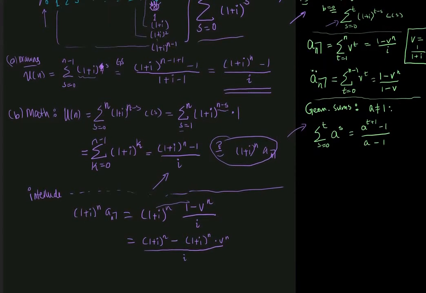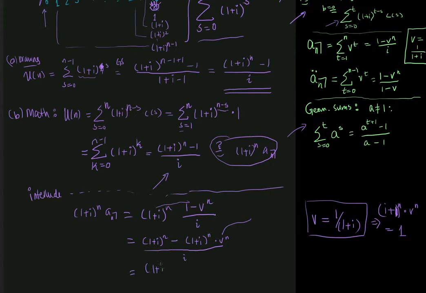And what is v to the n? Well, what is v? v is the discount factor. v is equal to 1 over 1 plus i. That's the definition of v. So because this is the value of v, then 1 plus i to the n multiplied by v to the n is just equal to 1. And that's pretty cool because now we've shown the second part of the first case as well.